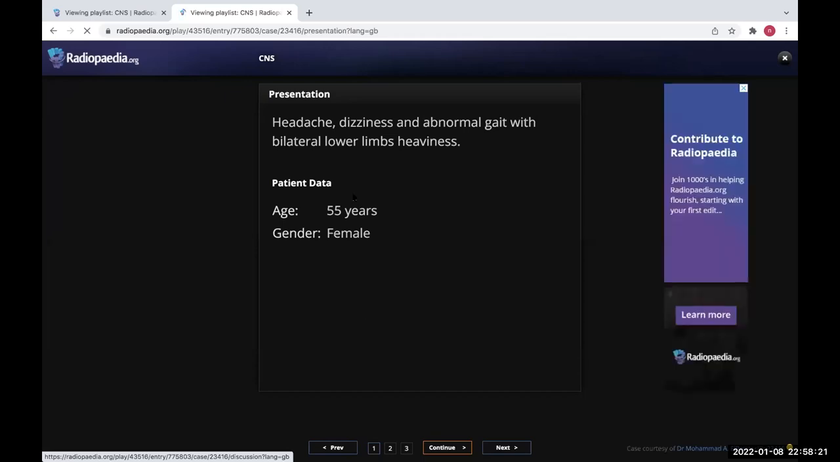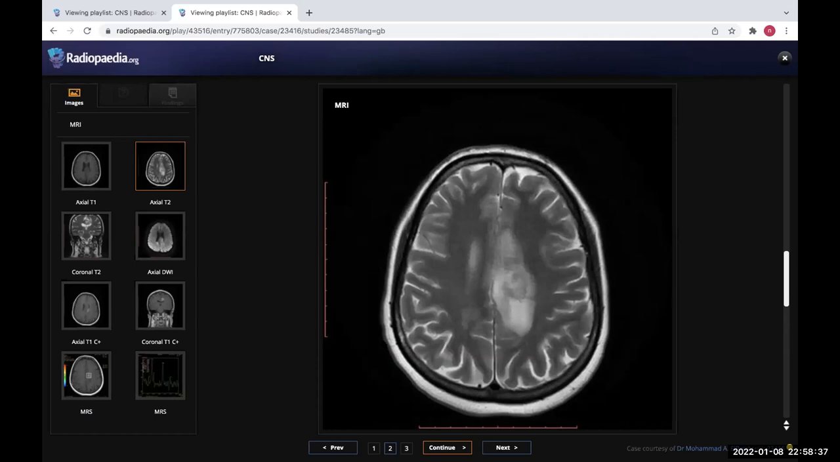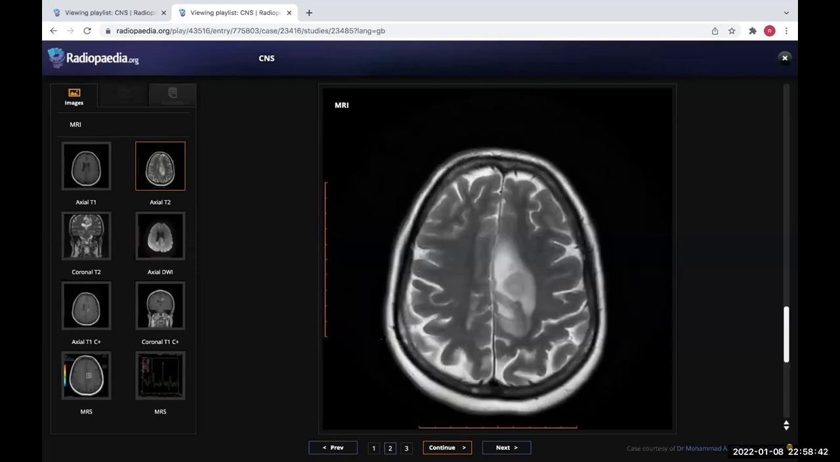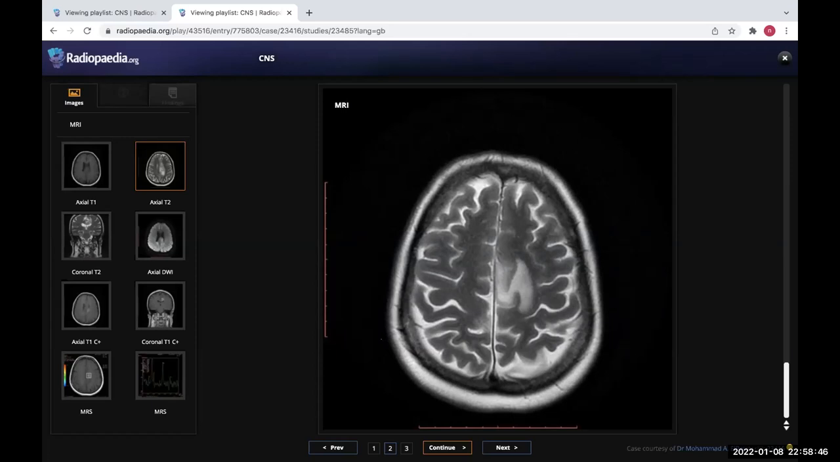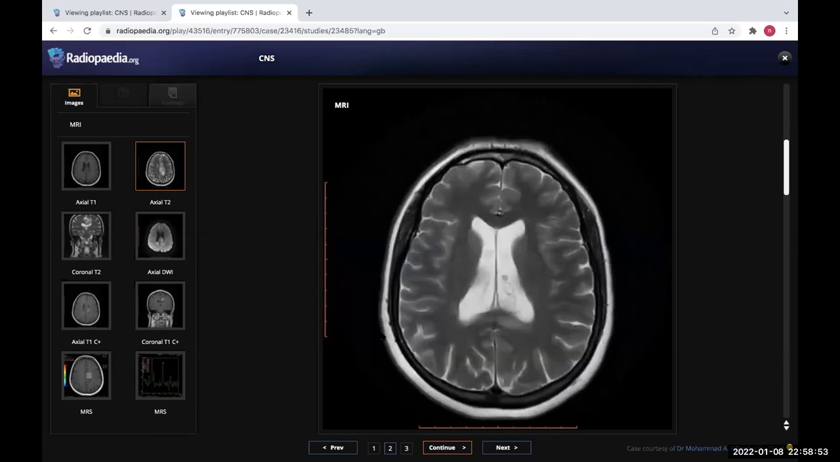So 55-year-old male, headache, dizziness, and abnormal gait with bilateral lower limb heaviness. Headache, dizziness, and abnormal gait with lower limb numbness. So I will start. I have been given multi-sequential MRI brain, and I'm starting with the axial T2. I'm going craniocaudally, so I'm scrolling through the images. I can see that there is a T2 hyperintense area involving the left paracentral region.